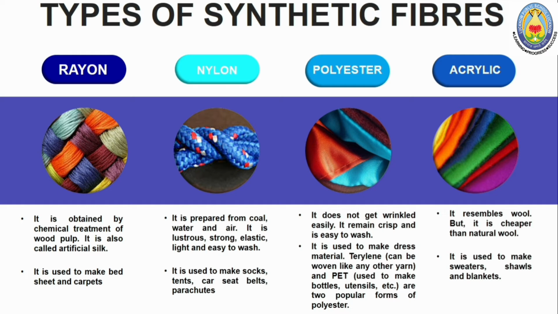Types of synthetic fibers. There are many artificially manufactured fibers. The main ones among them are rayon, nylon, polyester and acrylic. Let's discuss all these types of synthetic fibers one by one in detail. Let's go with the first one, that is rayon.